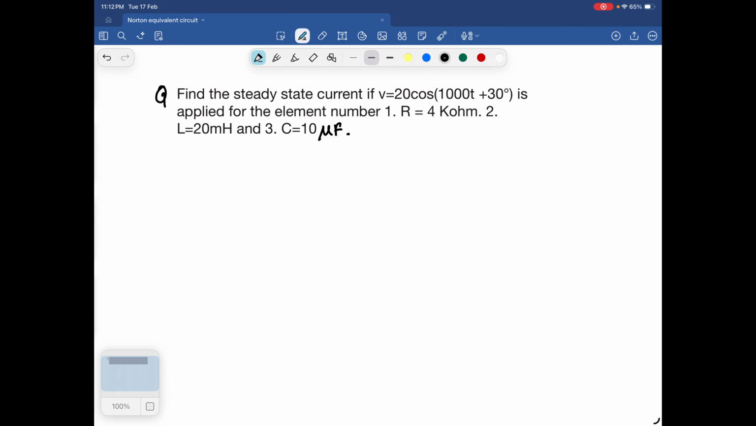So today we will learn the basic concept of resistance, inductance, capacitance in AC analysis. So what is given?